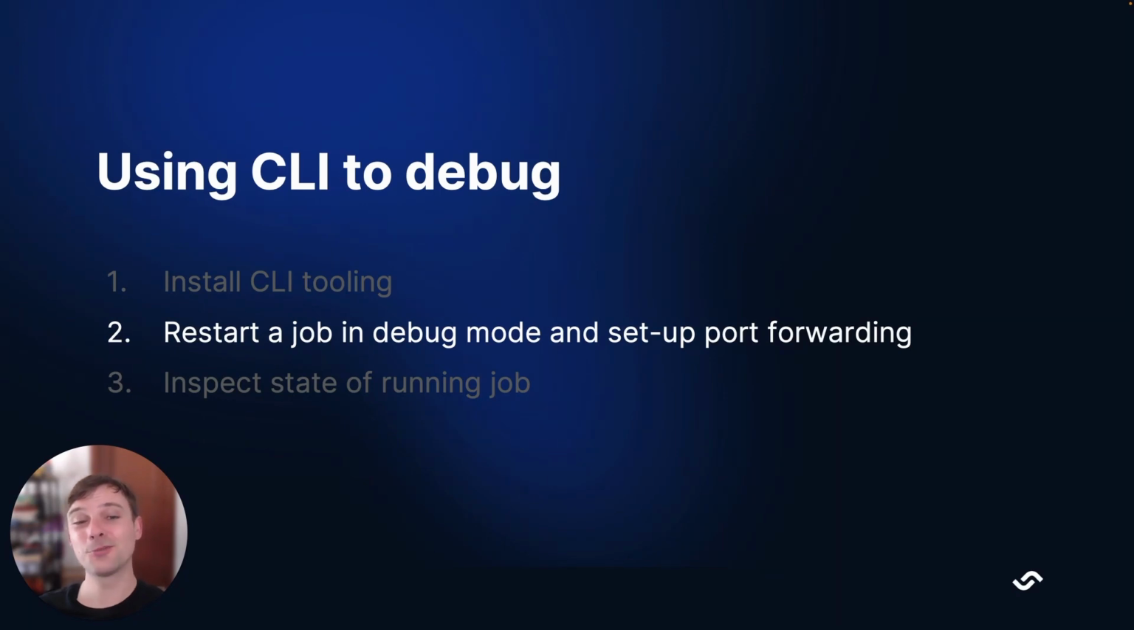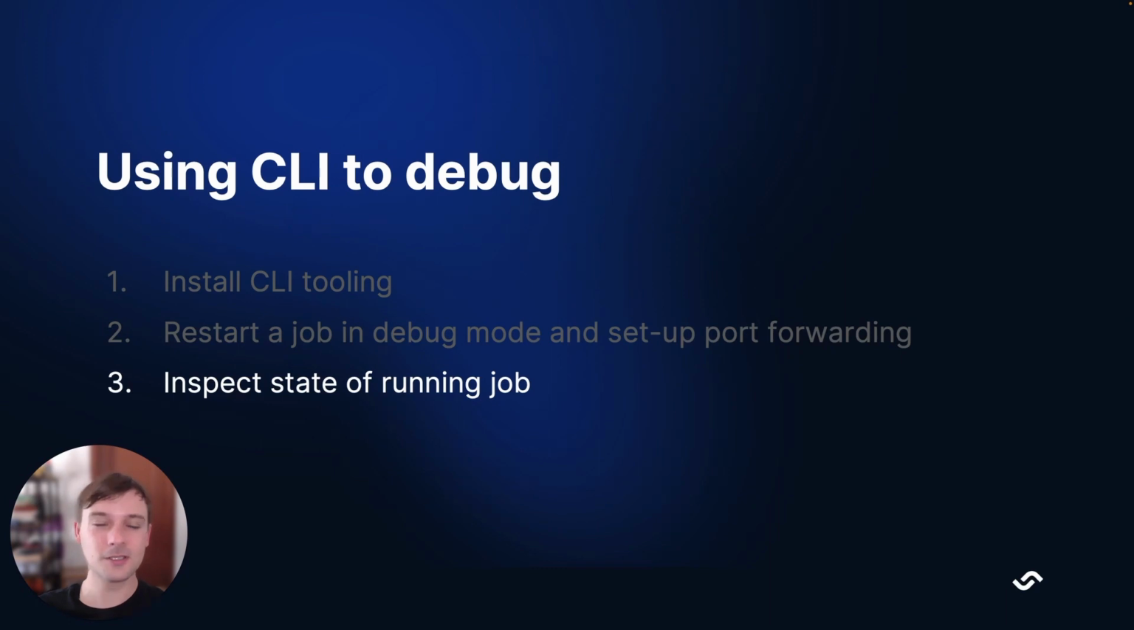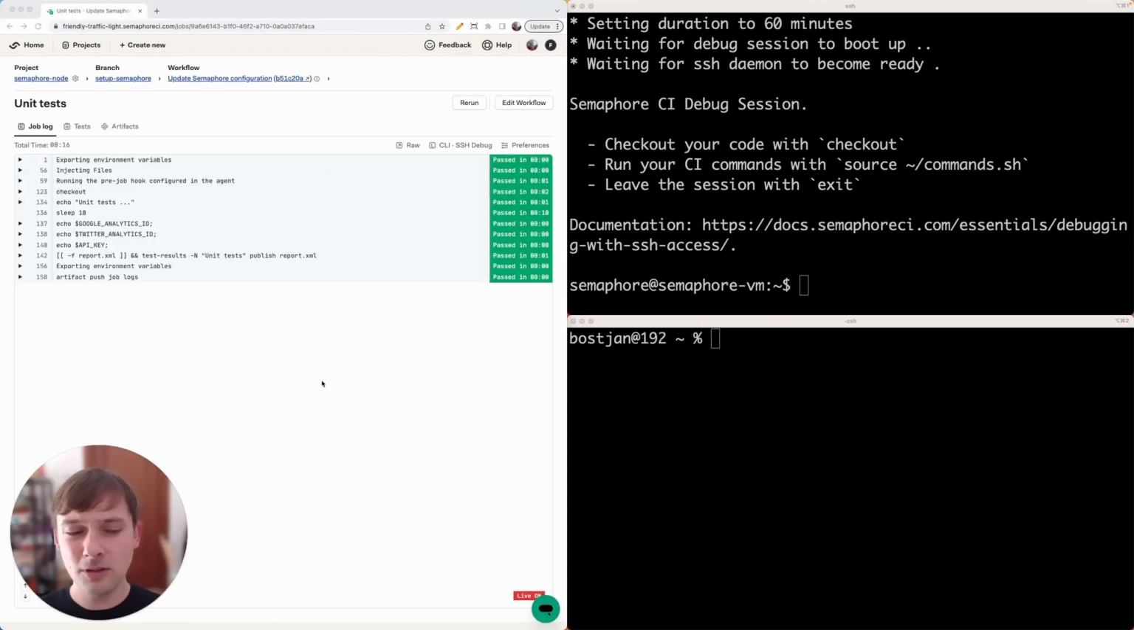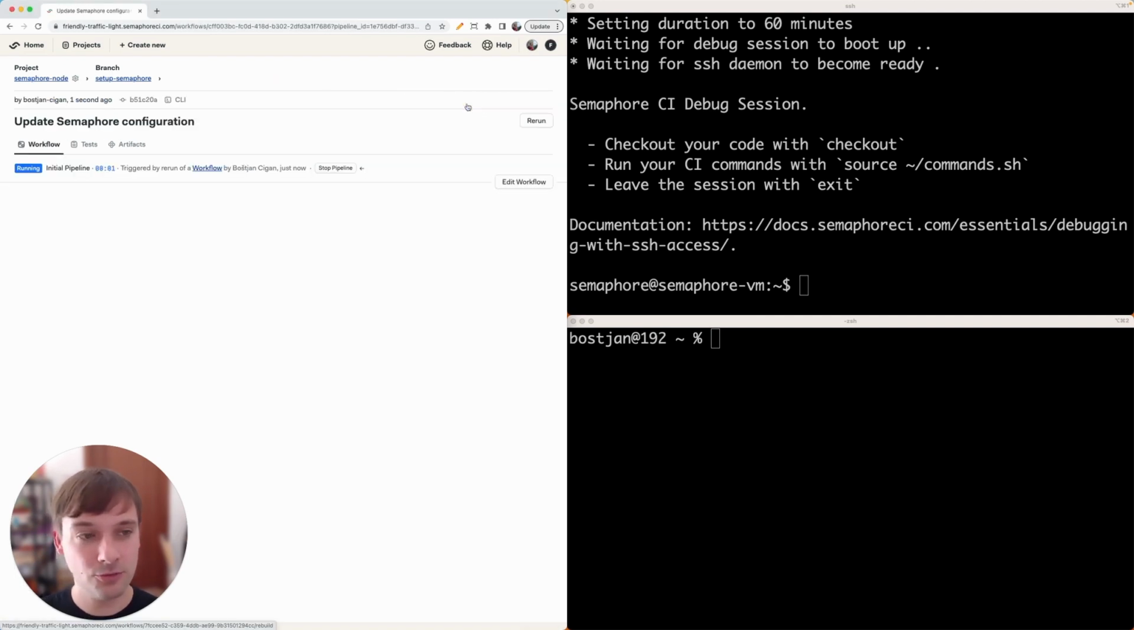Okay, we've managed to restart our job in debug mode and we've set up port forwarding. Now let's inspect the state of the running job. Now let's attach to a running job. This basically means getting SSH access to a job that is in progress. Now let's rerun this thing so that the workflow gets re-triggered again.